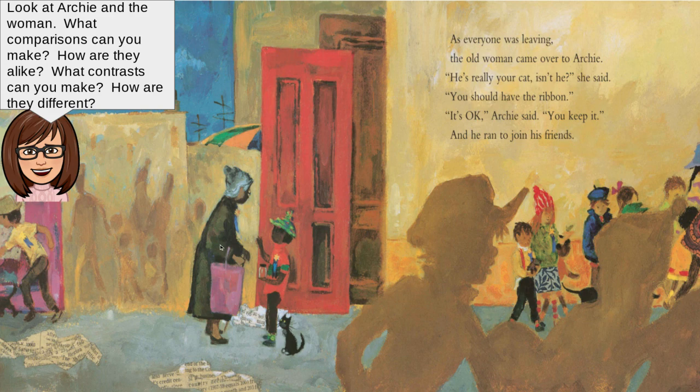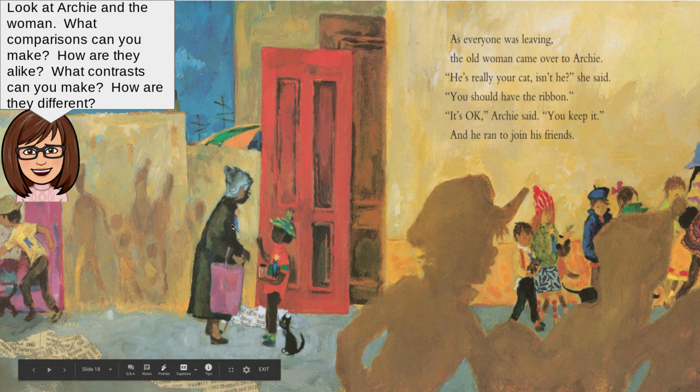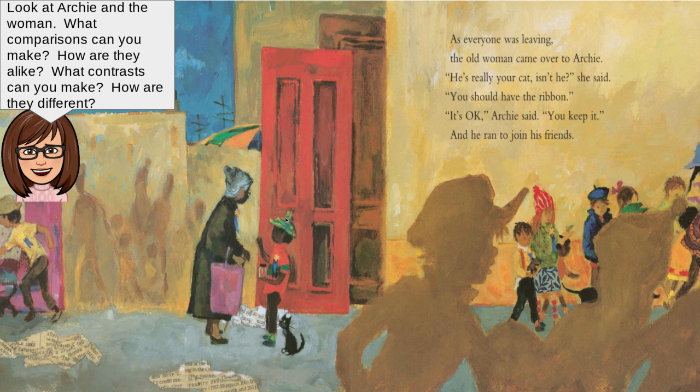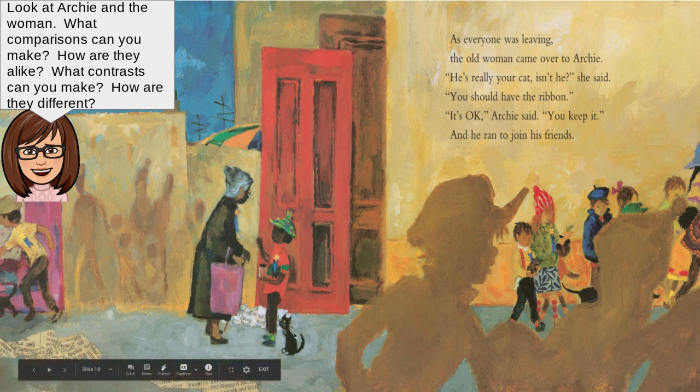Okay, so while I was reading, were you looking at Archie and the woman? I can tell that they both have blue ribbons. Look. I can tell they're both wearing black shoes. I can tell that they both have something on top of their heads. She has a bun that's made of hair. He's got this little pom-pom that's on his hat. That's how they are alike. How are they different? Well, she's a lady and he's a little boy. She's older, he's younger. She doesn't have any pets really. And now he's got two, the cat and a germ. I hope he keeps the germ to himself though. We don't need any more germs, do we?